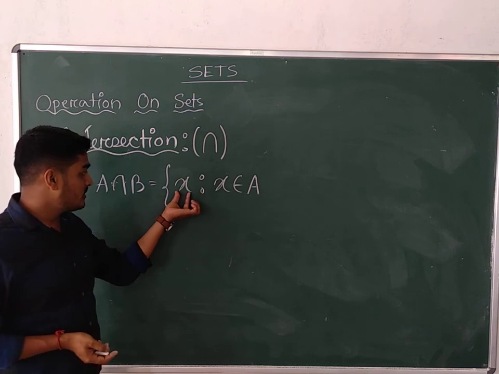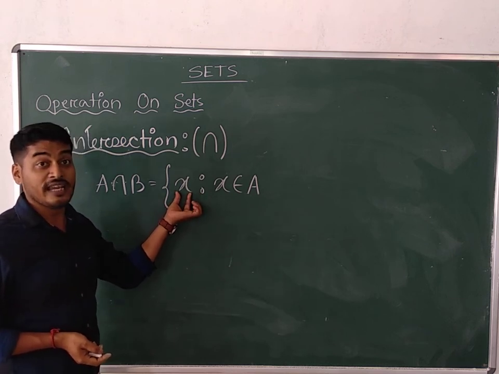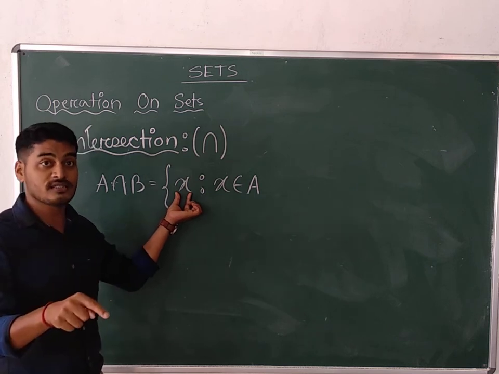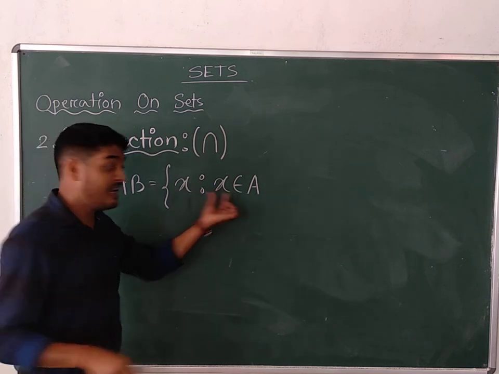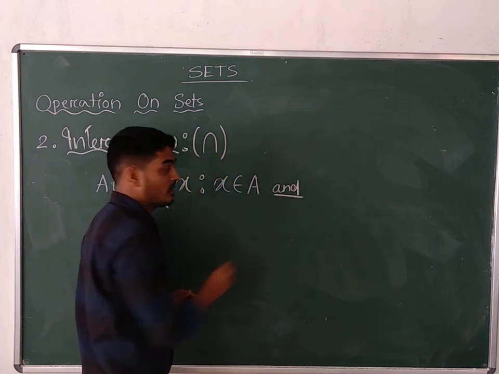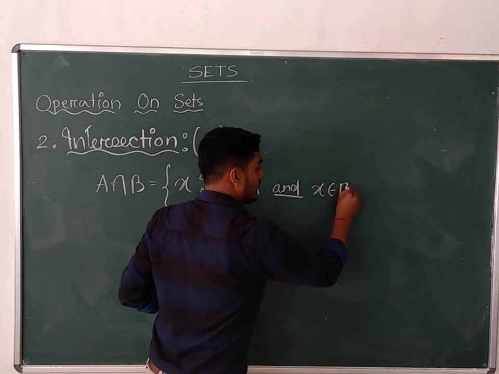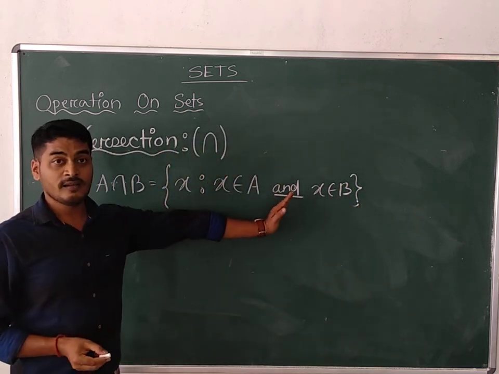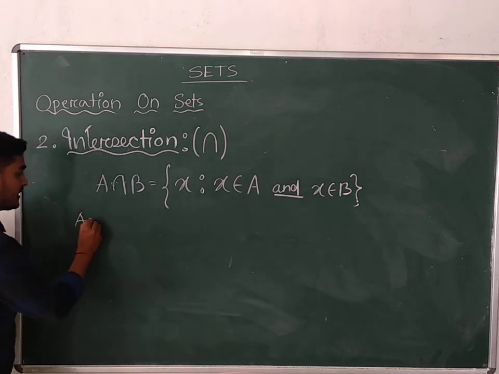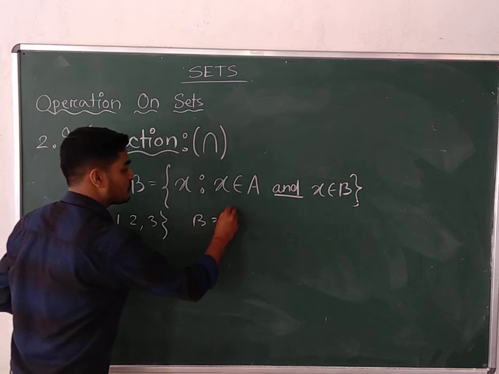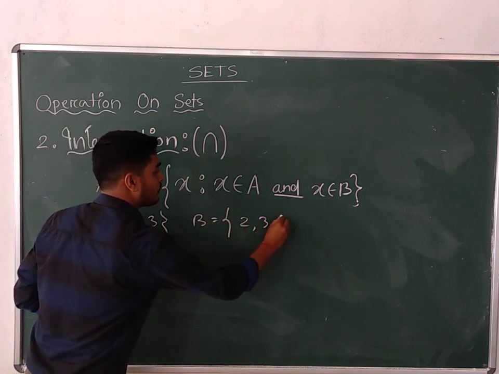Here this symbol will represent all the elements of A intersection B. Which elements will be in A intersection B? It will contain all those elements which are there in A and x belongs to B. Remember the word and plays the important role. Here you have to consider all those elements which are in A as well as in B. For example, let us consider A, a set which contains 1, 2, 3, and B, the set which contains 2, 3, 5.